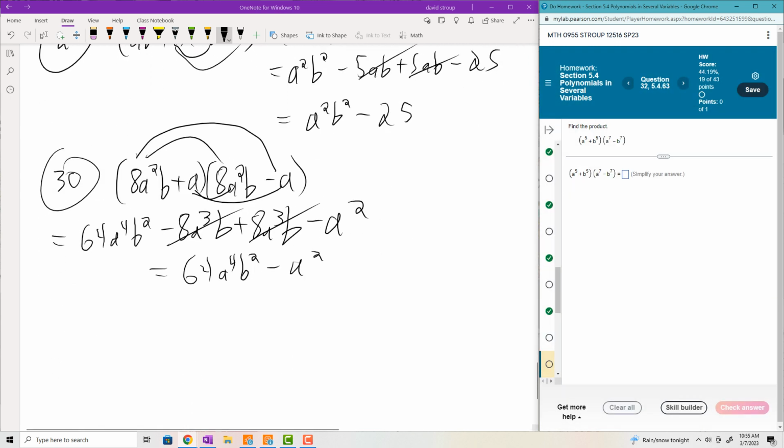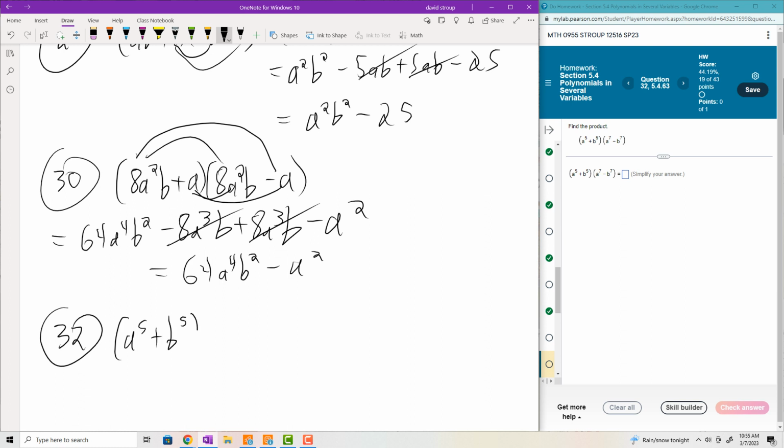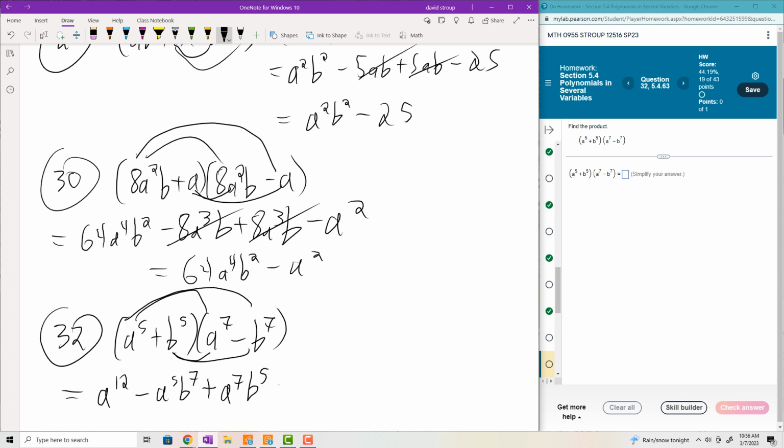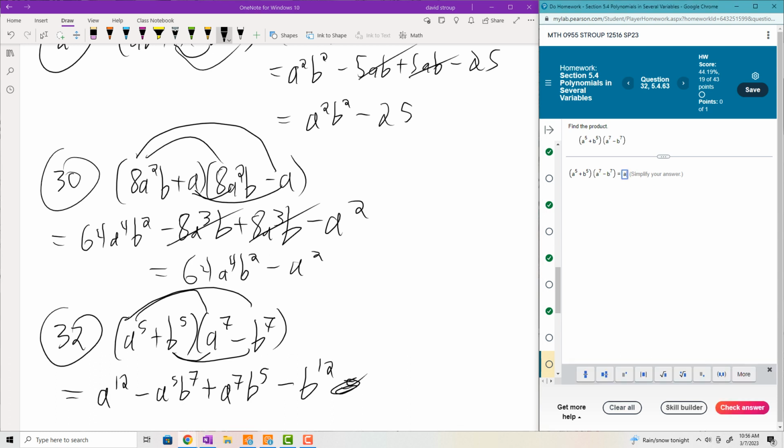More cancellation in the inner, but this one's a little different. It looks like there's going to be cancellation, but there's not. What do we have? A to the 5th plus b to the 5th times a to the 7th minus b to the 7th. The first, a to the 5th times a to the 7th, you add the exponents, so you get a to the 12th. Then the outer, that'll be minus a to the 5th times b to the 7th. Then the inner. Put it in alphabetical order, so I put the a to the 7th first, and then b to the 5th. Then the last, minus b to the 5 plus 7 is 12. So there's nothing to combine here. It is what it is.